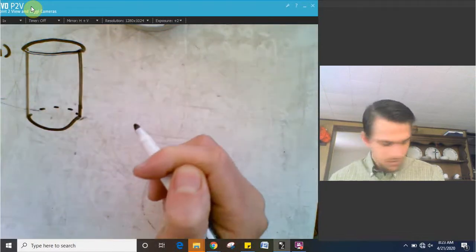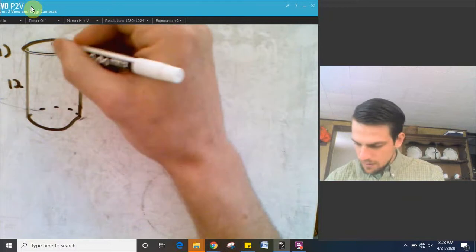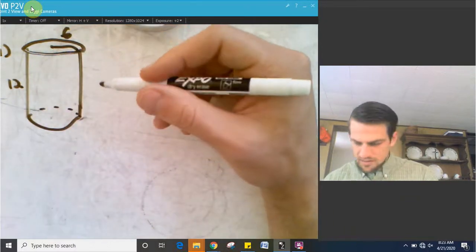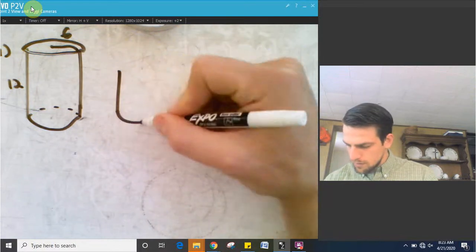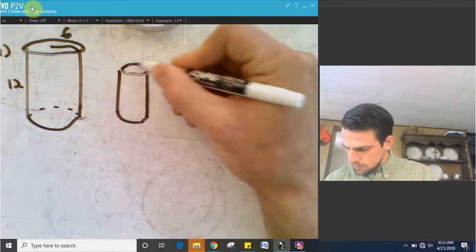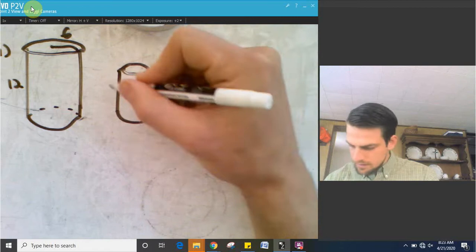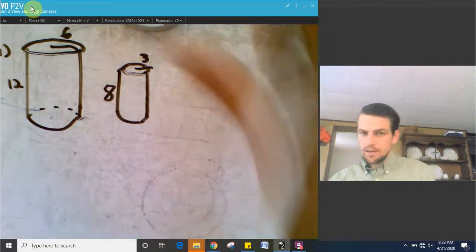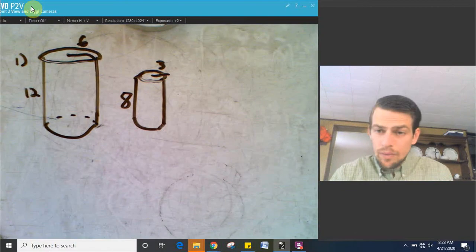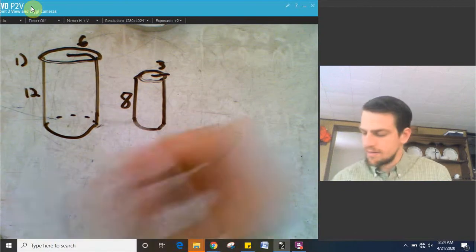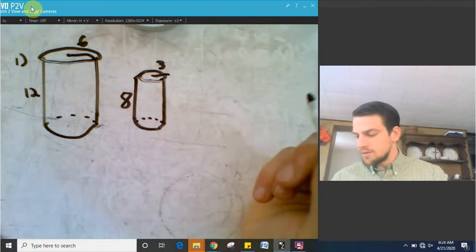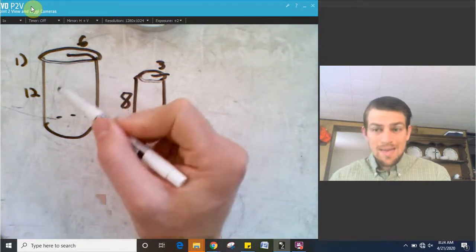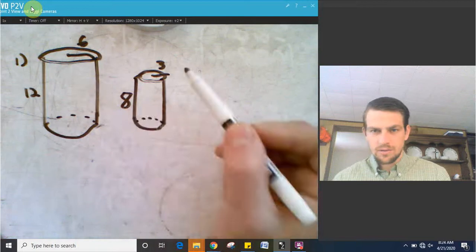So, not very good drawing, but we are given two cylinders. One cylinder has a height of 12 and a radius of 6. The second one has a height of 8 and a radius of 3. So the question is, are these similar? And the way we do that is we check to see if their corresponding sides have the same ratio or not. And so we could take either the corresponding sides within the figure or between figures. So I'll show you both ways.